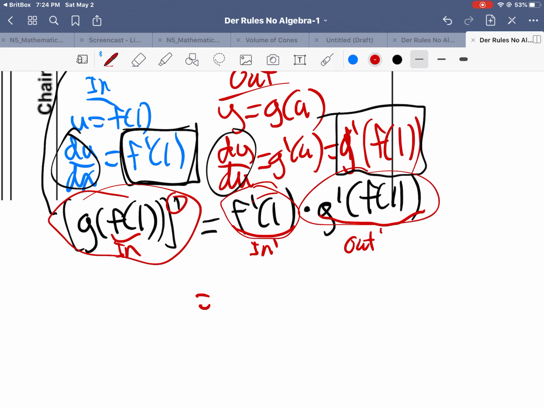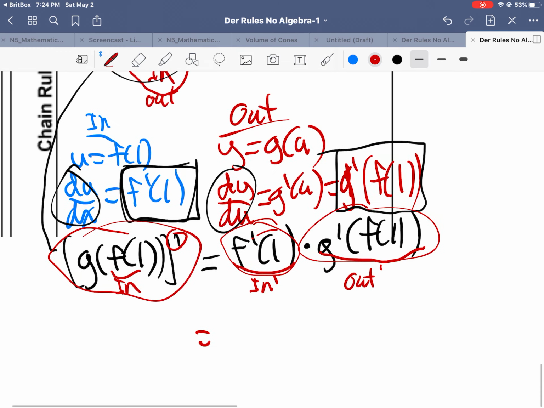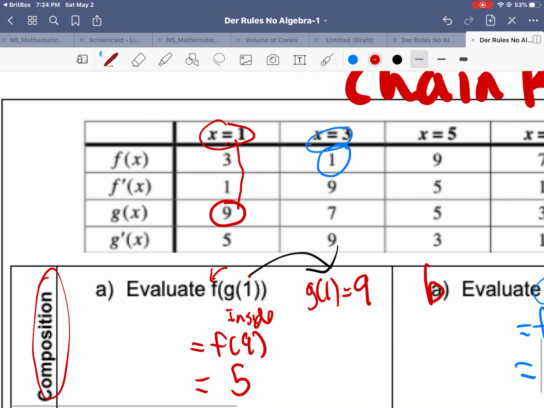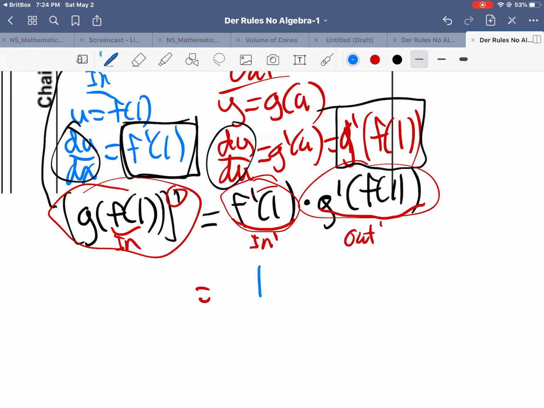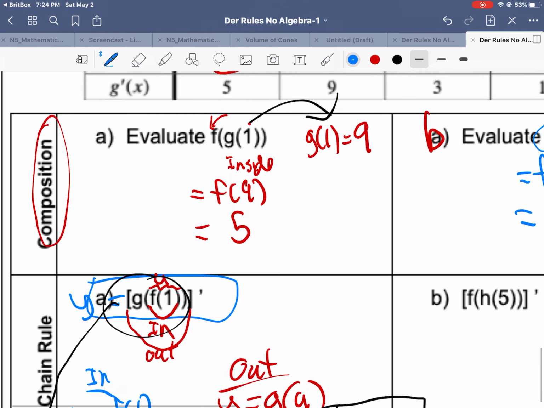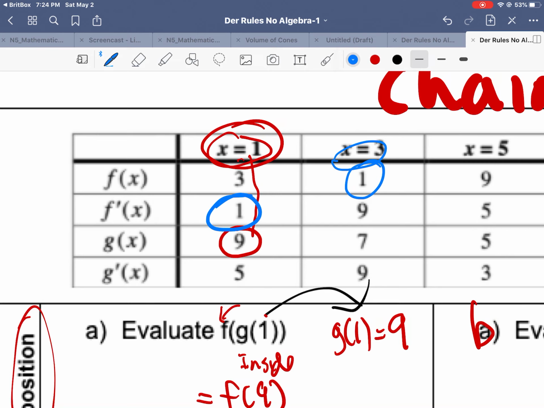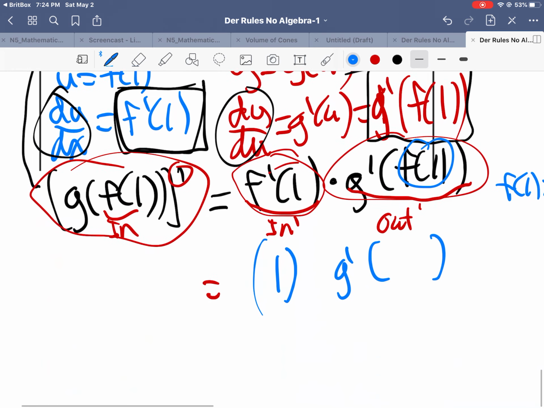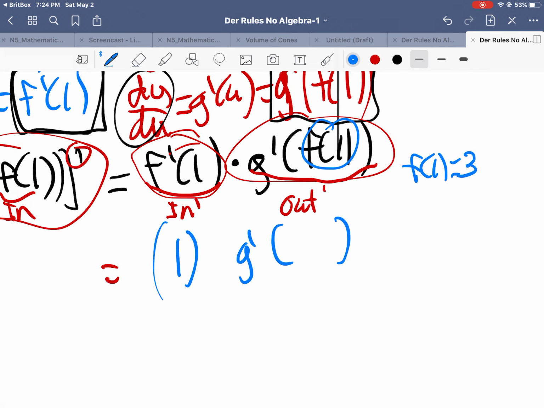So what is f prime at 1? What is f prime at 1? Well, I go up to the table, there's x equals 1, and I come down to f prime, and it's worth 1. So that's worth 1. Now I need to do g prime at f at 1. So over here I'm going to write f at 1 equals. Let's go back up and figure out what the function is worth at x equals 1. I go to x equals 1, I go to the f of x row, I get 3. That's worth 3.